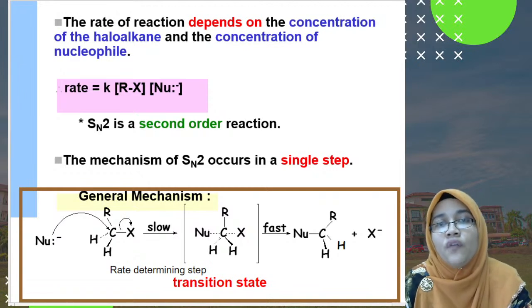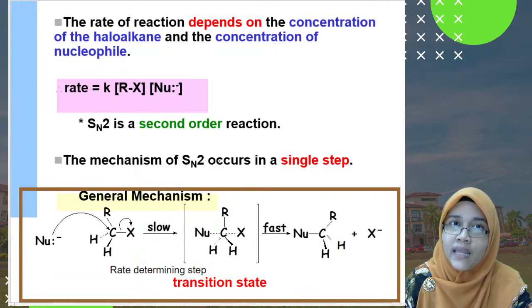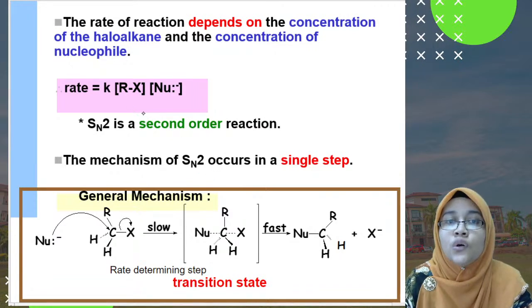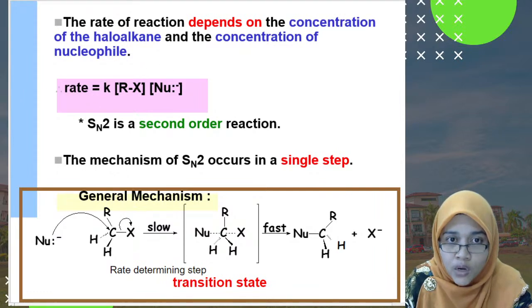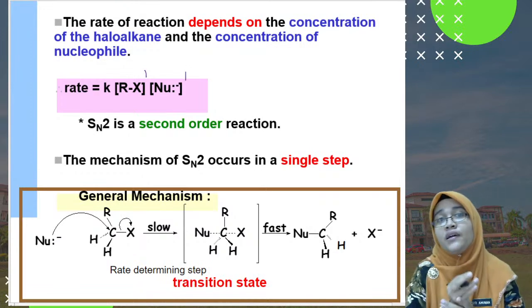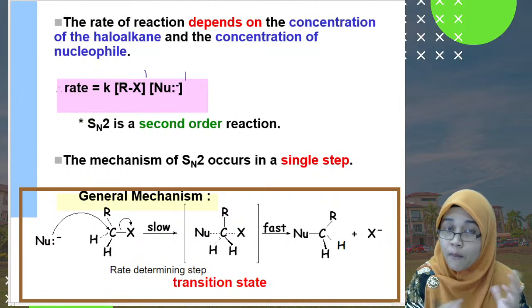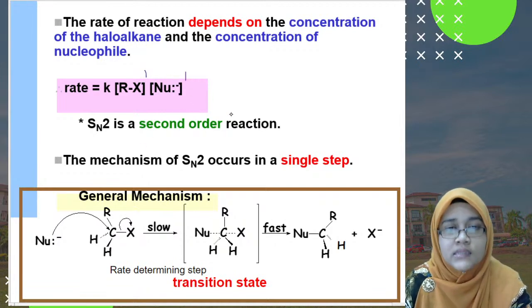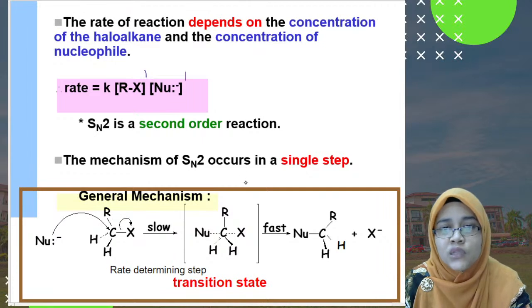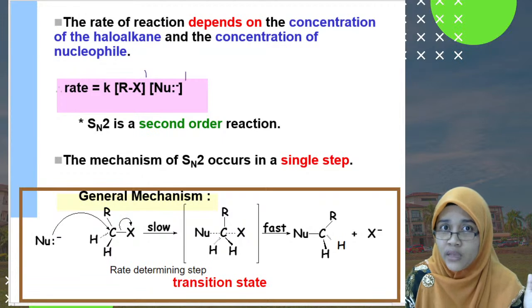The rate of reaction depends on the concentration of the haloalkane and the concentration of the nucleophile. See what I mean? So in the rate equation for SN2, the haloalkane and the nucleophile are both involved in determining the rate of reaction. So this is second order, 1 plus 1. The order is second. The mechanism of SN2 is actually very simple, one step, compared to SN1, which is two steps.